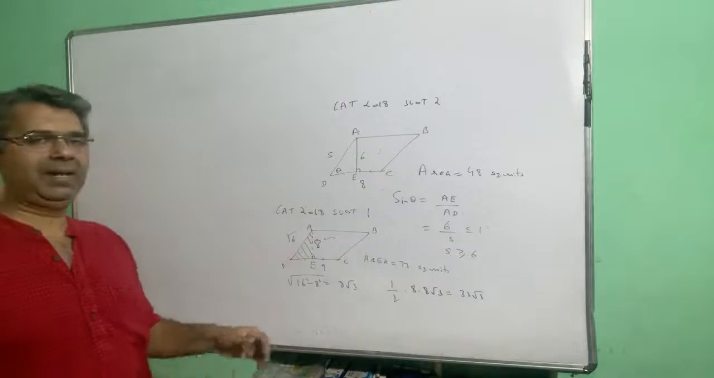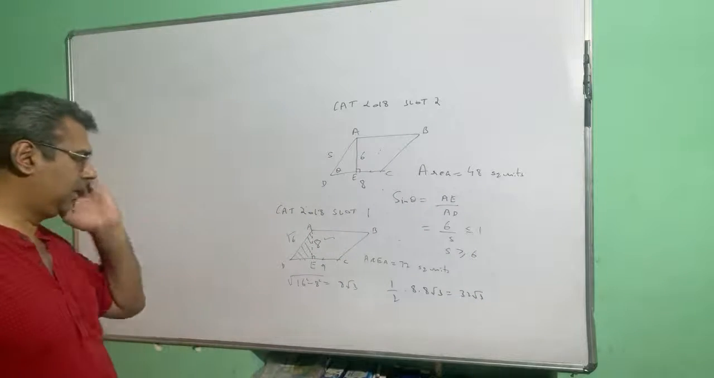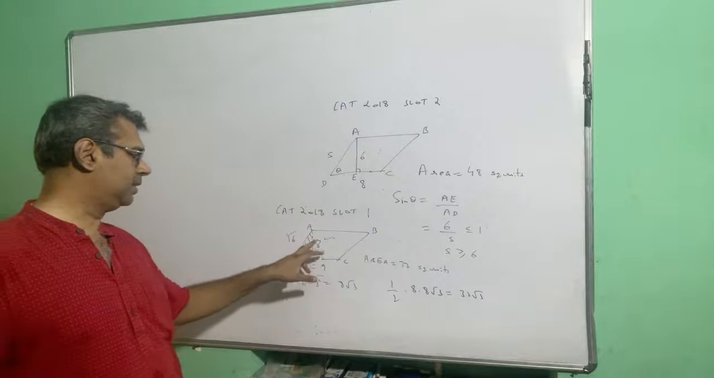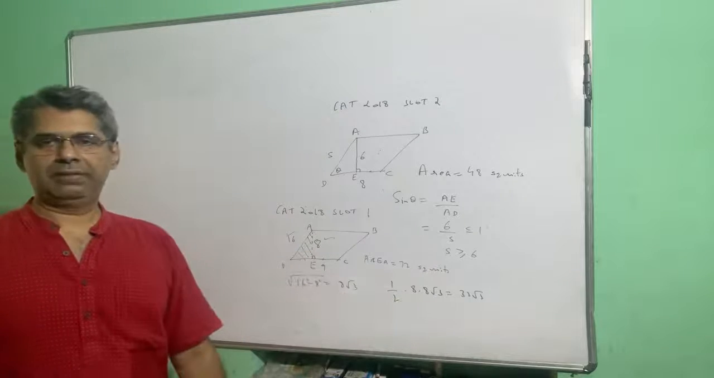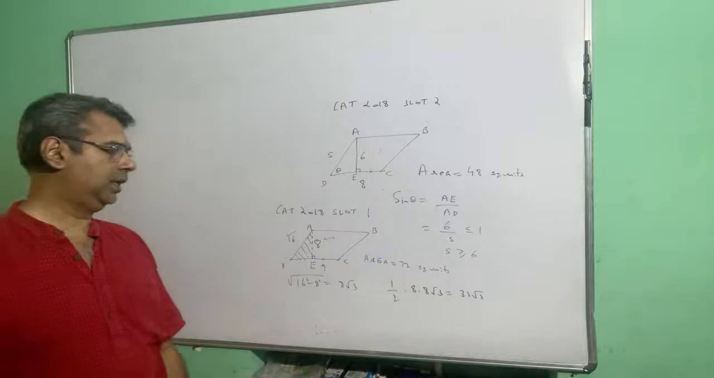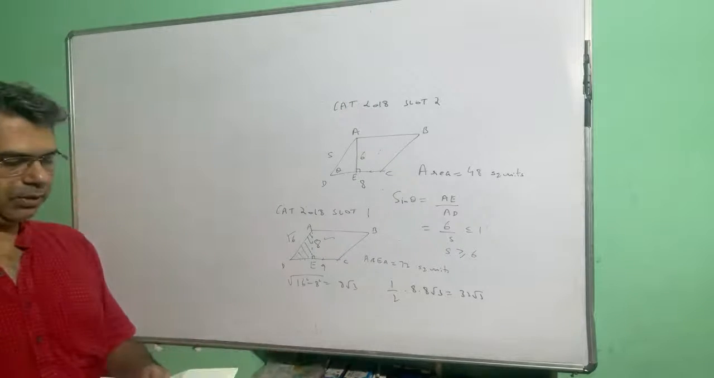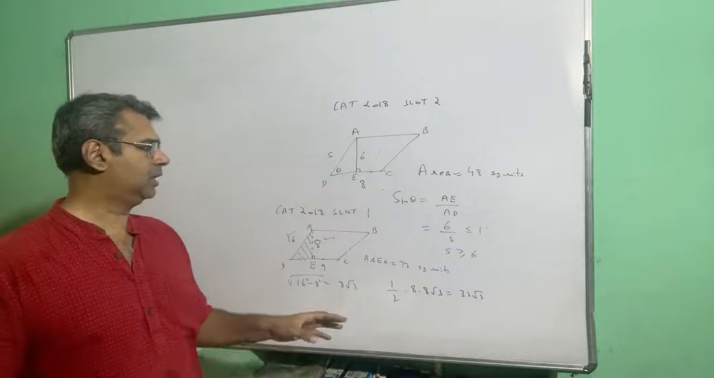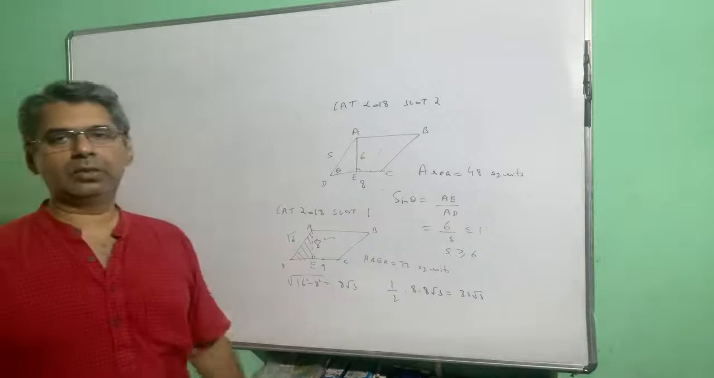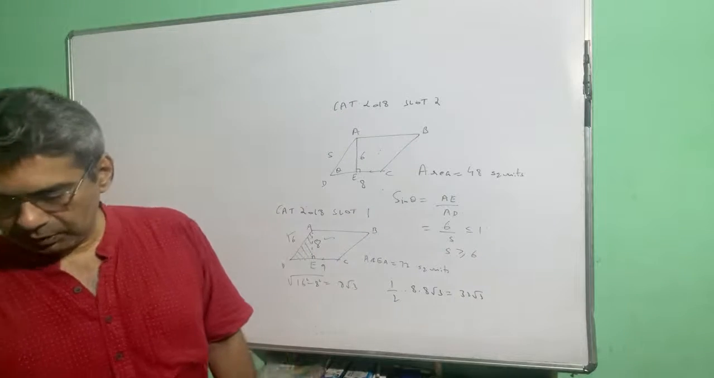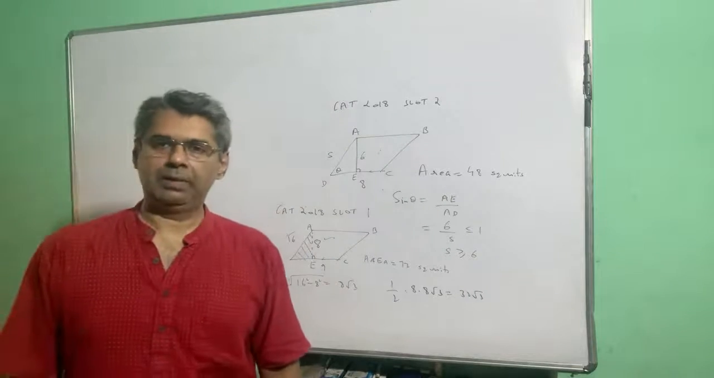So area of any triangle, the best formula is half base into height. So half into base is 8 root 3, height is 8. So half into 8 into 8 root 3 is 32 root 3. So this is the answer of the question which came in CAT 2018 slot 1. So these are the two questions, very recent questions based on area of a parallelogram.